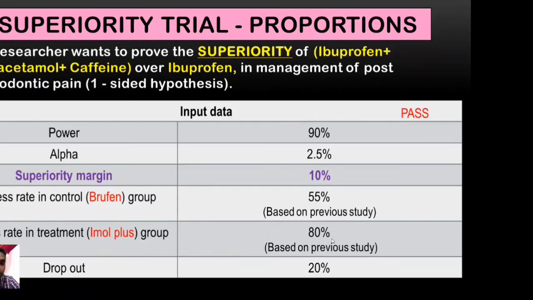It is going to occur in our studies. Based upon the previous study, the combination is giving 80% pain relief. Based upon the previous study, the brufen group is giving 55% pain relief. The actual difference is 25%. But if you want to prove the superiority using a randomized control trial, we can keep a superiority margin of, say, 10%. So let me feed the same data with a 20% dropout.